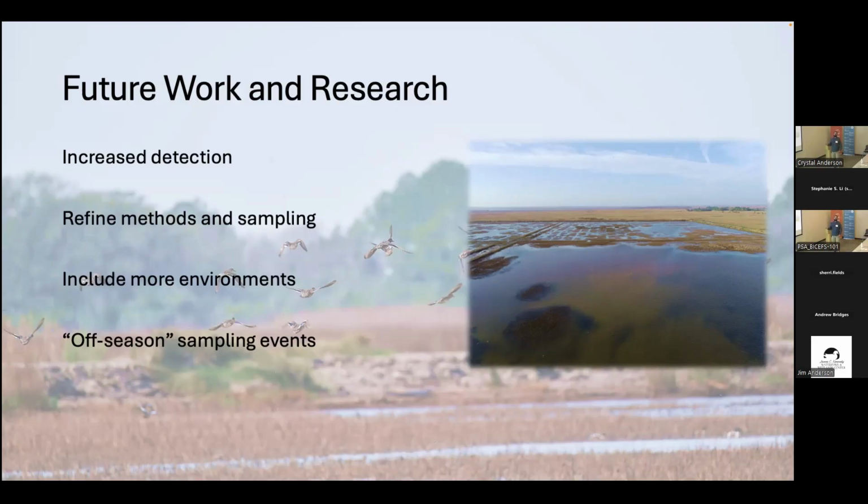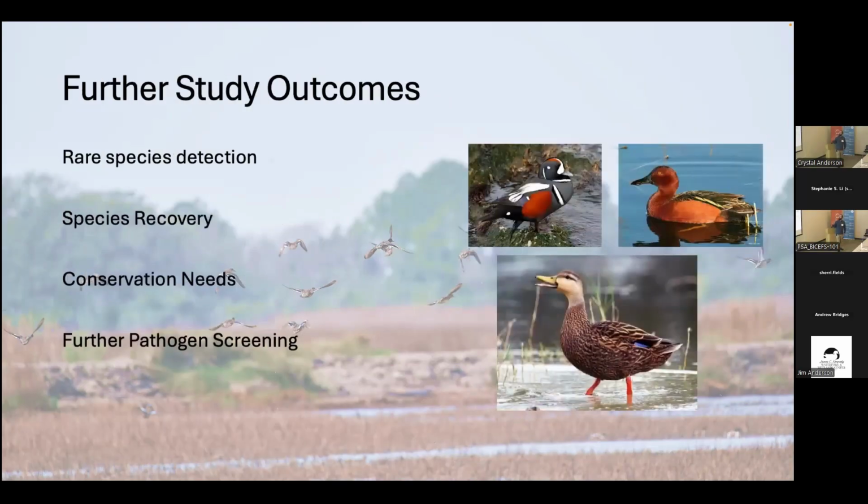We can include more environments. One thing that I've submitted a grant for is to start testing this in stormwater ponds, which are a major fixture around different areas around here. They can definitely hold so many different species and possibly have different levels of pathogen. And we can even go through off-season sampling events when you're not dealing with the hunting season. You can still track and see if this is in your pond and see if it's in the area.